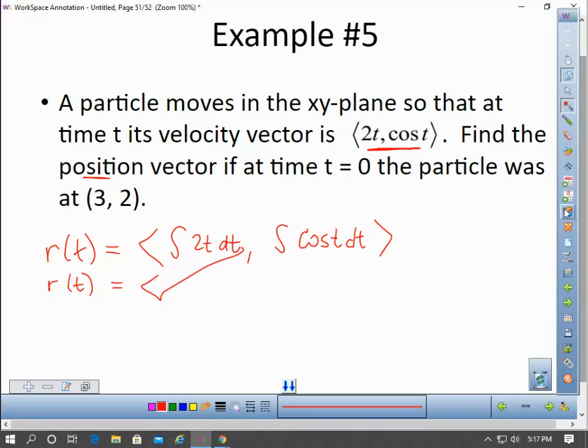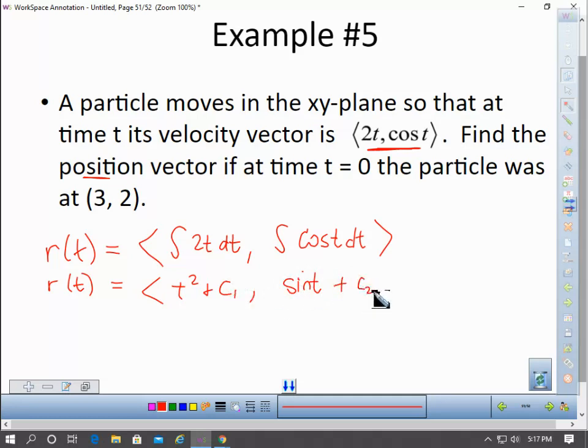So what will that be for r of t? What is the antiderivative of 2t? Well, that's t squared, and then we've got to add plus c. Then over here, what's the antiderivative of cosine? Well, that's sine, and then you've got to add plus c. You may want to call these c sub 1 and c sub 2 because those are not going to be the same c's.